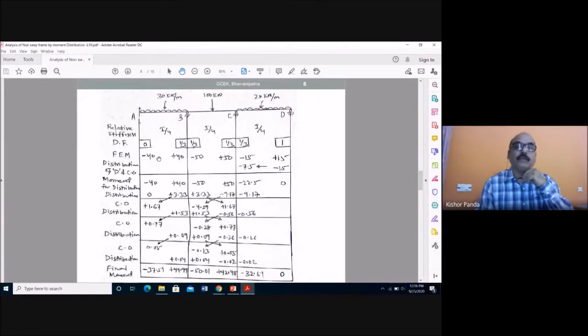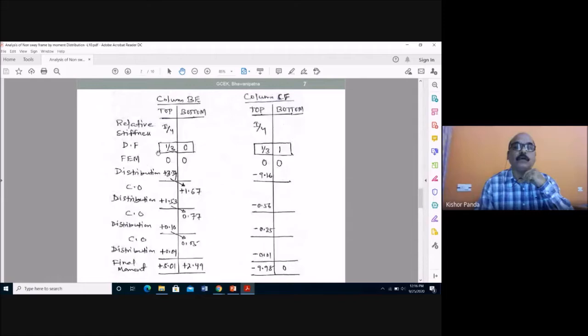Then you write the fixed end moments. So you write the fixed end moment for MFAB minus 40, and MFBA plus 40, MFBC minus 50, MFCB plus 50, then MFCD minus 15, and MFDC plus 15. Similarly, here also in the columns, you know the fixed end moments are 0, 0, 0, 0, because there is no load in the vertical members.